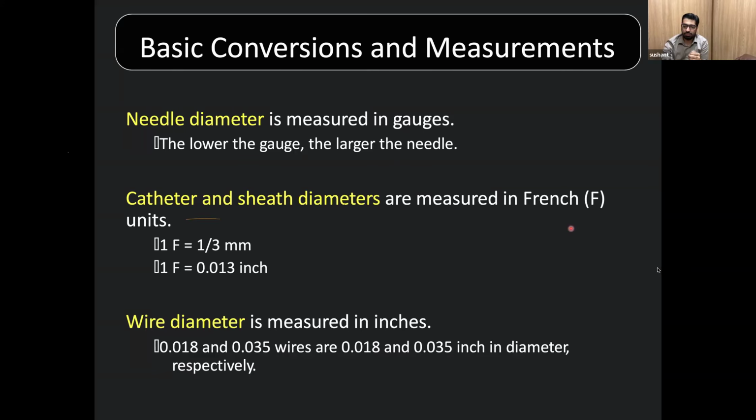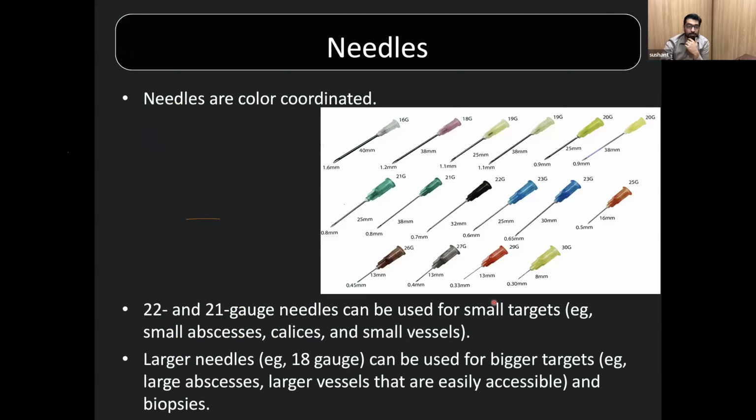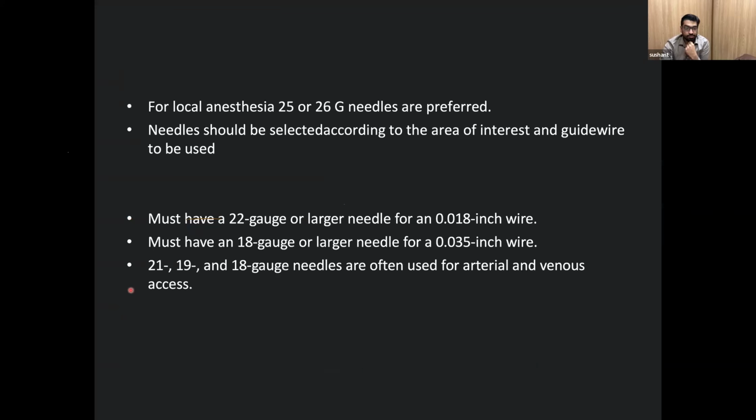So the importance of these wires is it tells us about the compatibility. The compatibility of the needle and the wire is very important. So these needles are color coded. 16 gauge are gray in size, going up to the 26 gauge, which are the brown needles, and can be used for smaller targets, and larger ones can be used for bigger targets.